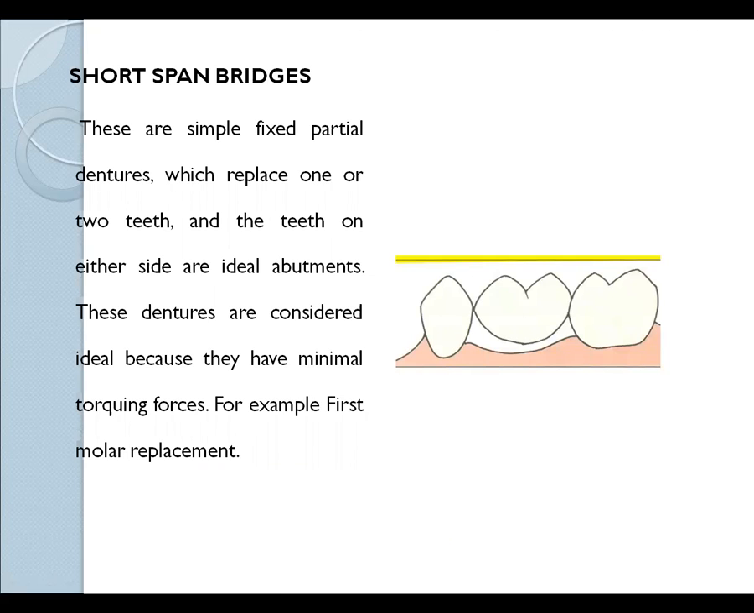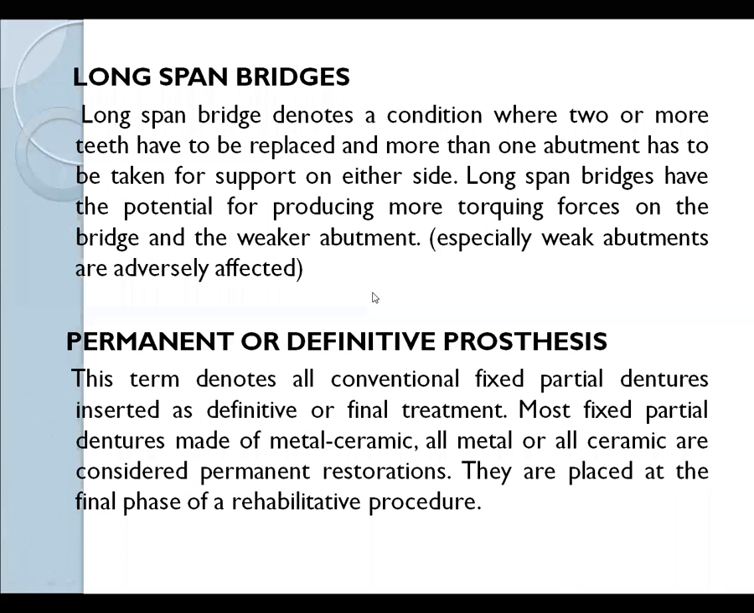Then short span bridges. These are the simple fixed partial dentures which replace one or two teeth, and the teeth on either side are ideal abutments. These are considered ideal because they need minimal tooth preparation, for example, first molar replacement. Then long span bridges, where two or more teeth have to be replaced and more than one abutment has to be taken for support on either side.